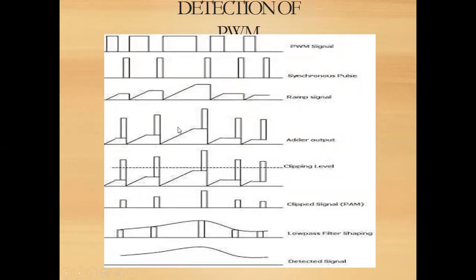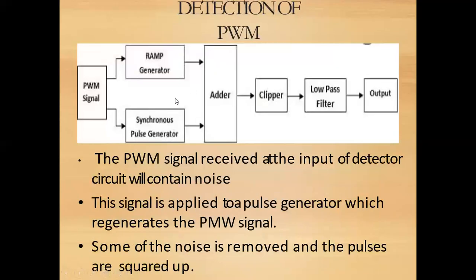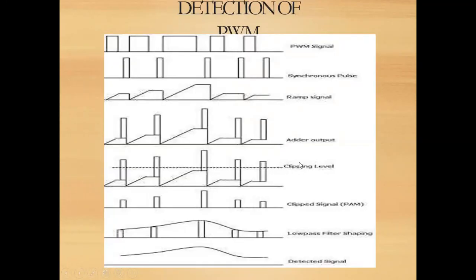And this output waveform is applied. So observe here, the ramp generator will generate the ramp signal, and the synchronous pulse generator will generate the pulses. These two will be added in the adder, and the output of the adder is applied to the clipper. The clipper clips the unwanted waveform. Here we are clipping to this particular level, so that only this particular waveform will occur at the output of the clipper. So this is the clipper output.